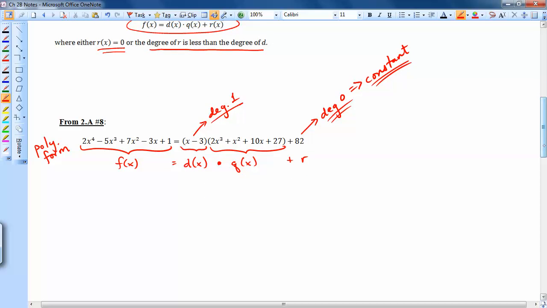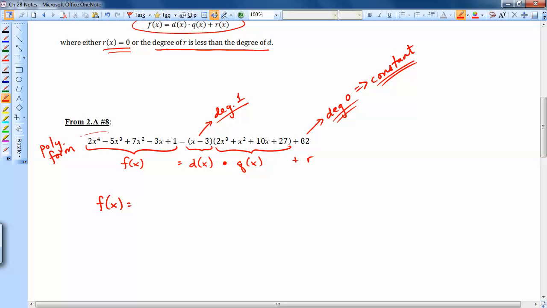So what do I want to do with this? I kind of want to play around with this a little bit to show you one nice result. So notice that I'm dividing by x minus 3, right? That's my divisor. So what I want to do is I want to look at, let me write f of x out here. So I know f of x equals this thing, but I know that f of x also equals everything else, the d of x times q of x plus r. So let me write that out.